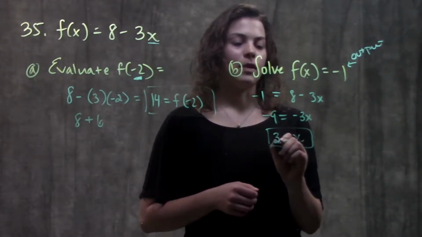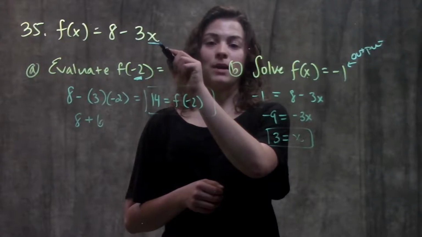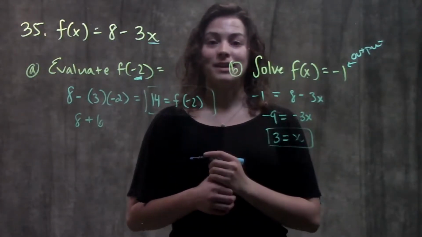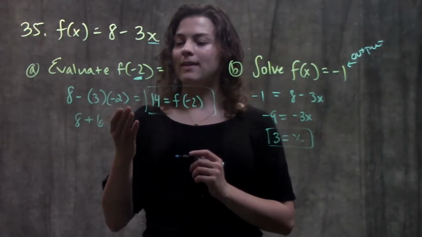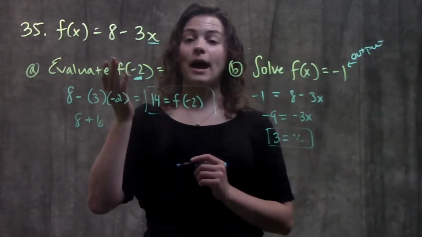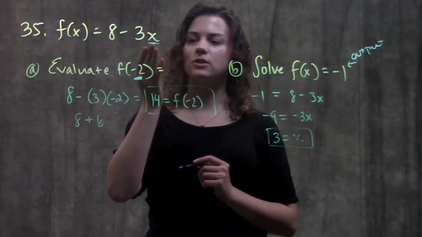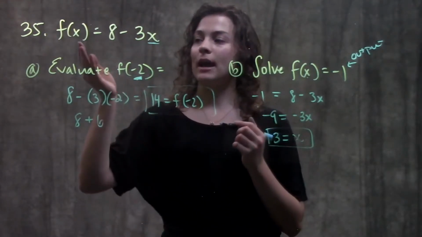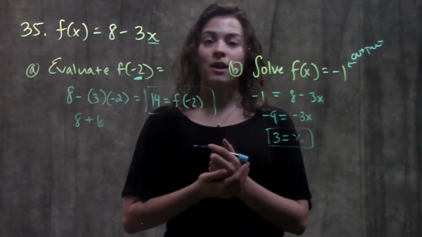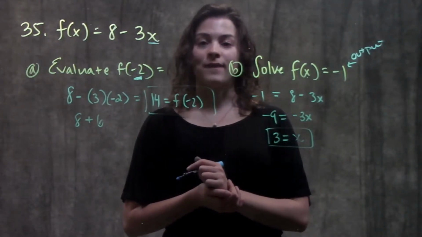So that means if I were to plug in a 3 wherever I see an x in my original equation, I would get -1. And that's it for this problem. In part A, they're giving us an x value, asking for an output value. So we just had to plug in -2 wherever we saw an x. And in part B, they gave us the opposite. They gave us an output value and asked us to solve for the input that would give us that value, -1.